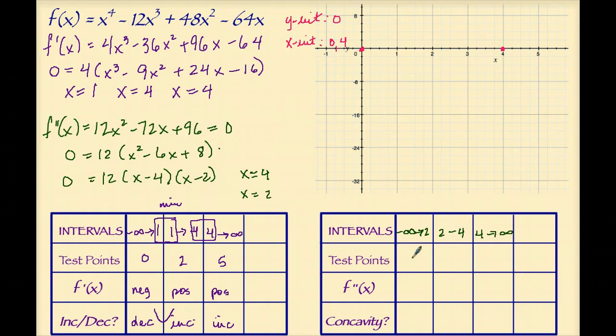I'll use the test value 0 here, and I'll use the test value 3 in this interval, and I'll use the test value 5 here.